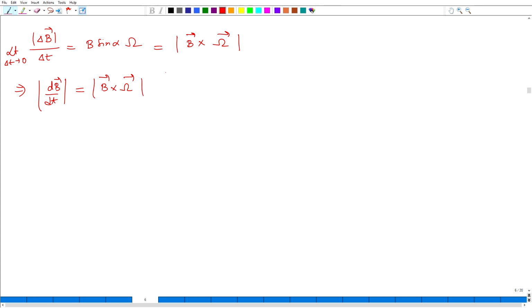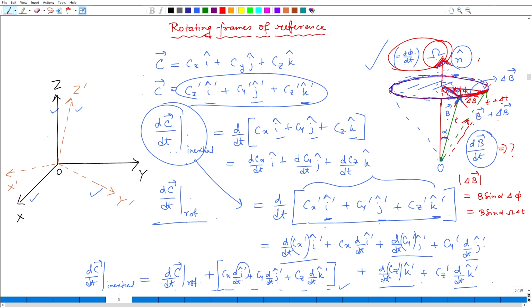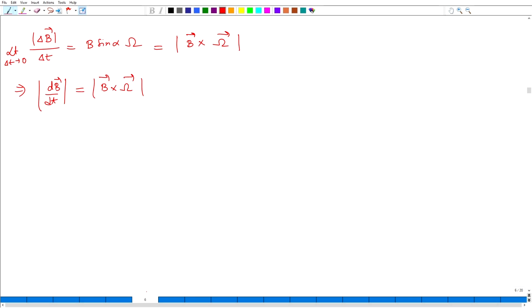Now, what will be the direction of dB dt? The direction of b is tangential, and if you do omega cross b, according to the right hand corkscrew rule the tip of the vector b will move in this direction. So you can say that my dB dt is actually omega cross b.